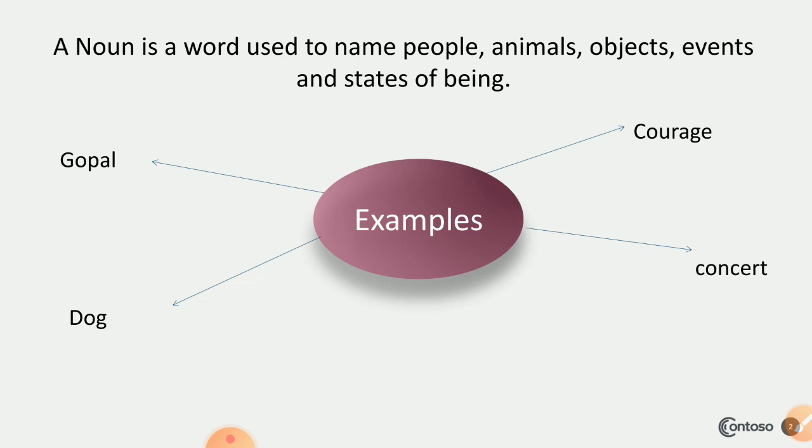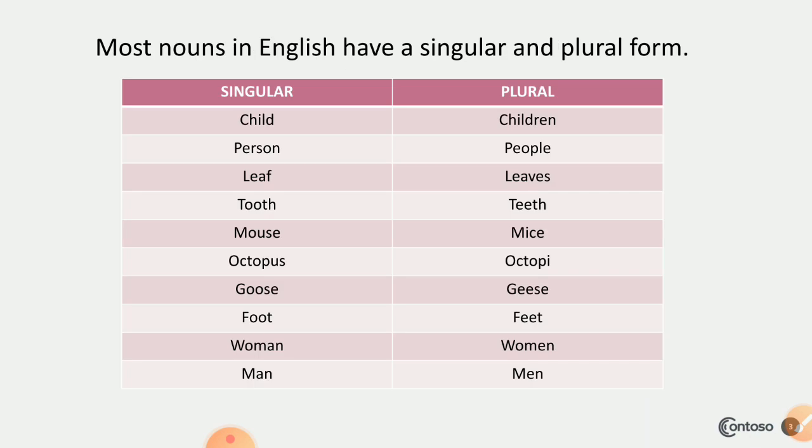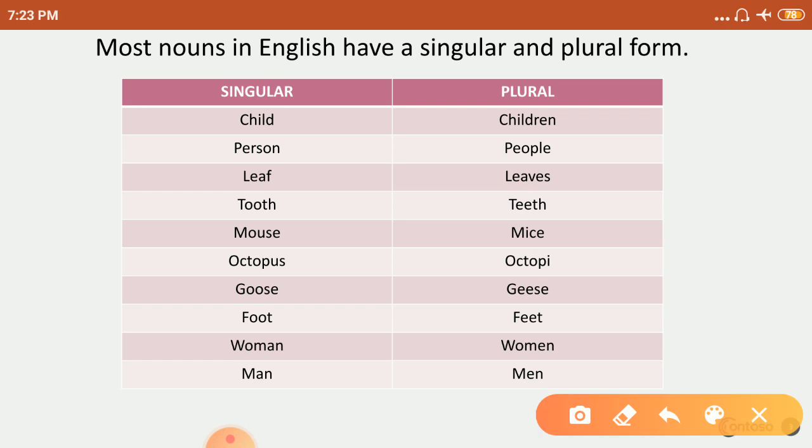Let's move on to the next slide. So, most nouns in English have a singular and plural form. As you can read, it says most nouns. So not all of them. Here you can see a few examples in the table. Let's read it.